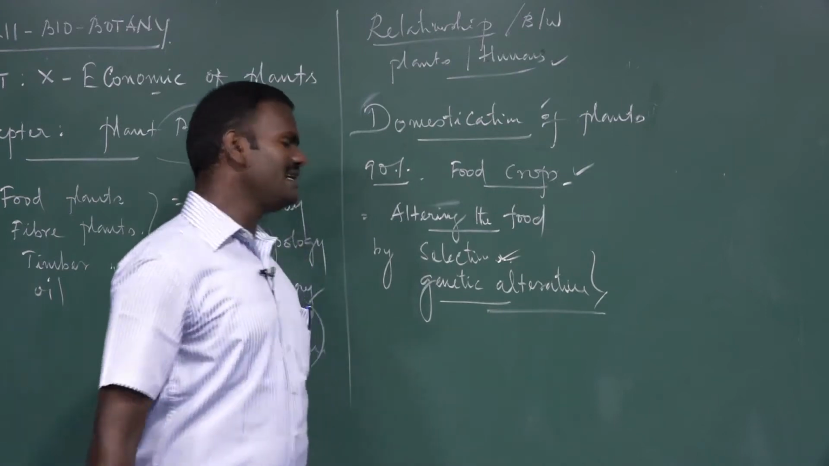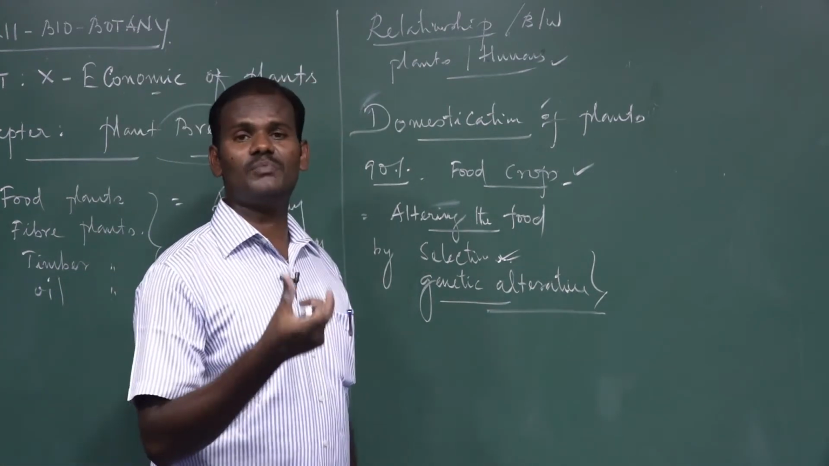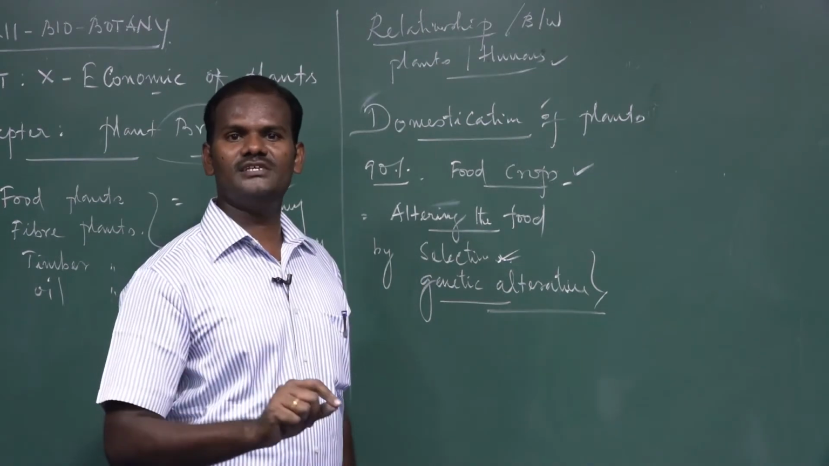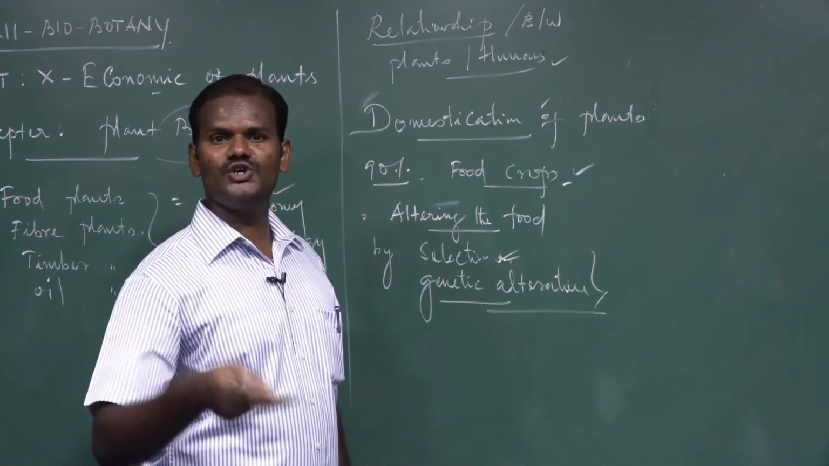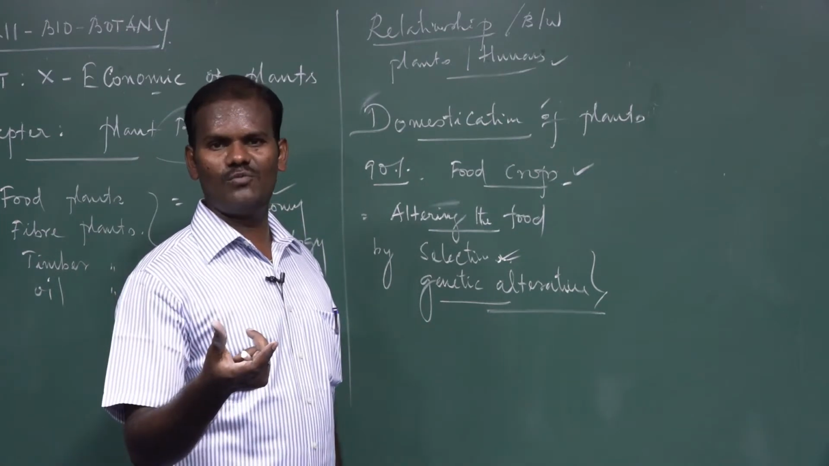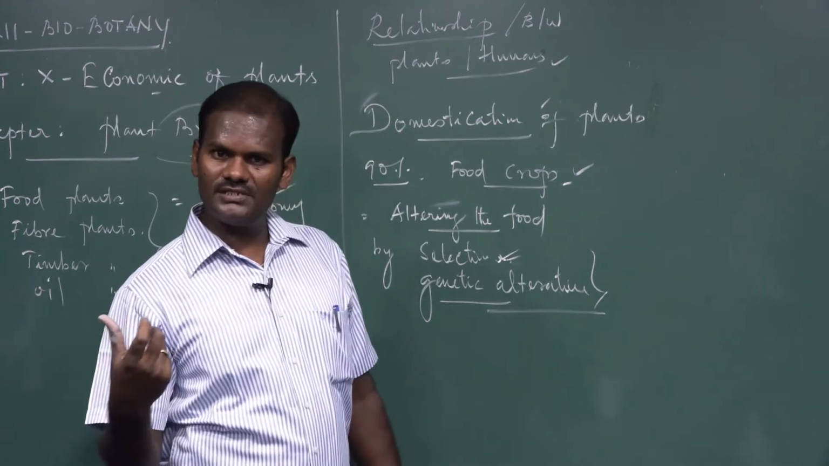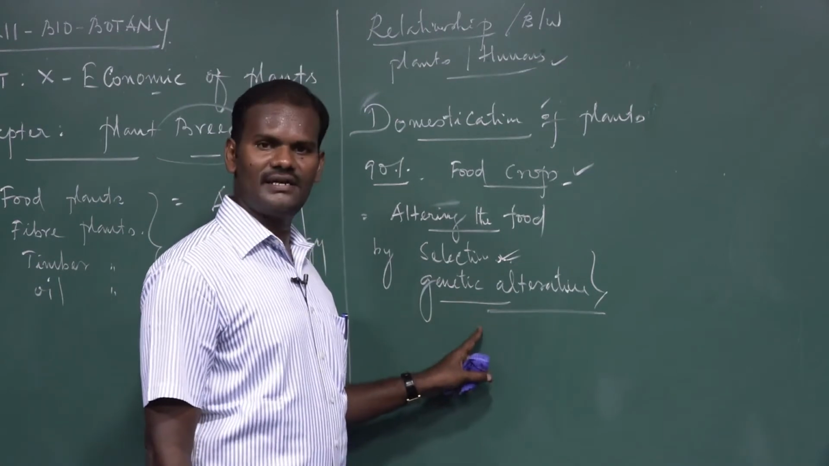Another one is genetic alteration. Alteration is nothing but making alterations to plants. How to alter the plants? By addition of genes. It is made possible through genetic engineering technologies. Now we have the ability to alter the genome of an organism. How? By addition of specific genes, removal of specific genes, replacement of one gene by another gene. These are called genetic alteration.